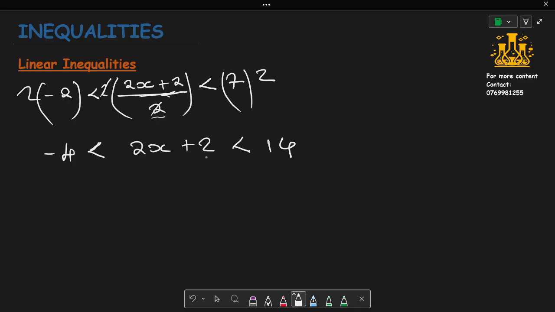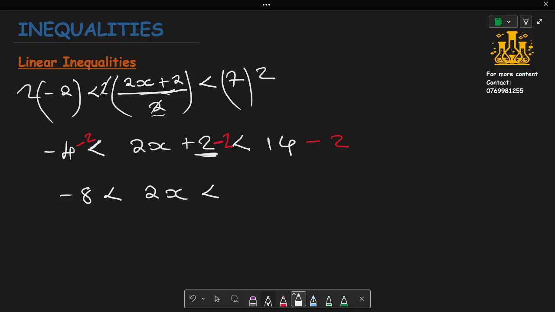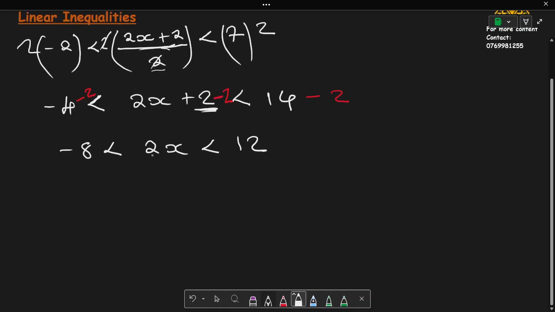We need to get rid of this 2. So how do we get rid of this 2? The way we get rid of this 2 is we subtract the 2 here. If we subtract the 2 here, it means that we also subtract a 2 here, and we also subtract a 2 here. Okay, so we find that on this side you're going to get a -8 less than 2x, and again this is less than 12.